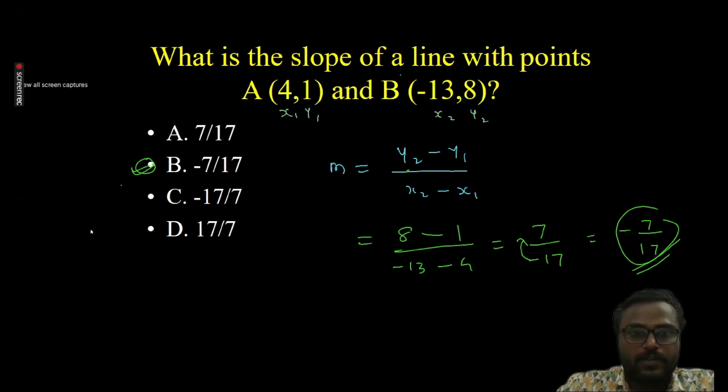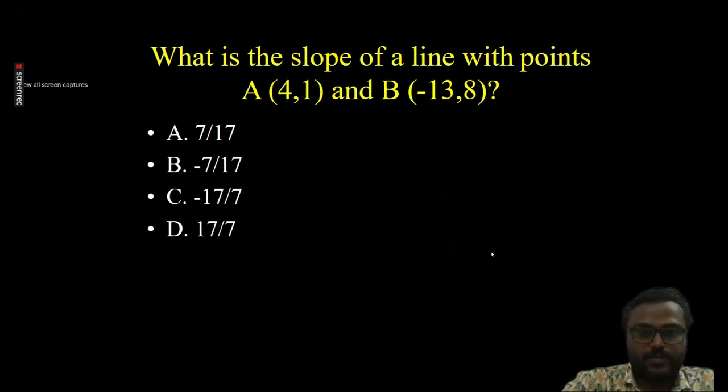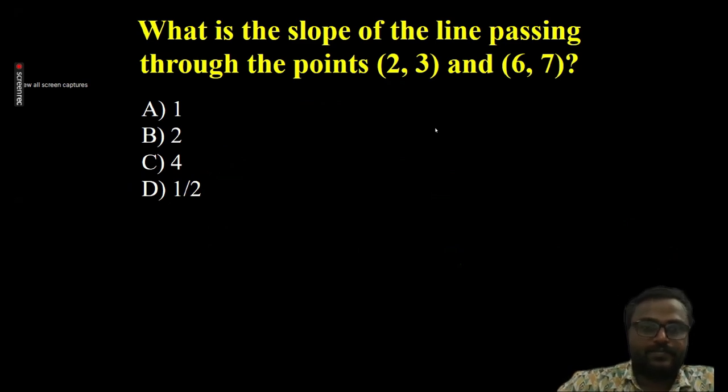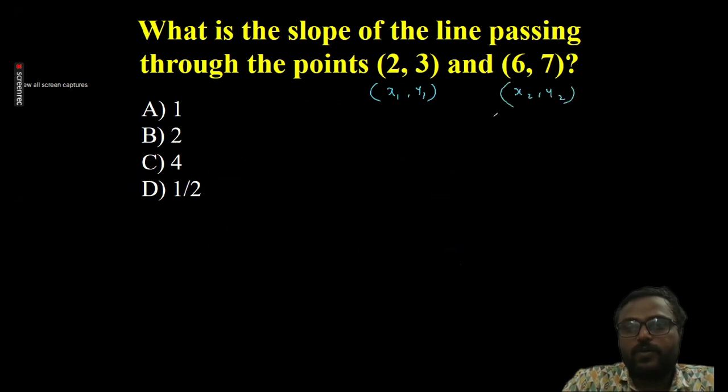Sure. Let's move on to the next question. What is the slope of the line passing through the points 2, 3 and 6, 7? I will rename the points: first point is x1, y1, second is x2, y2. Get me the answers fast. You guys have 90 seconds to solve this.